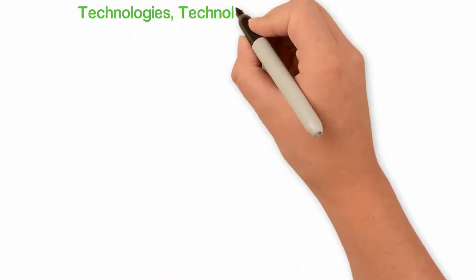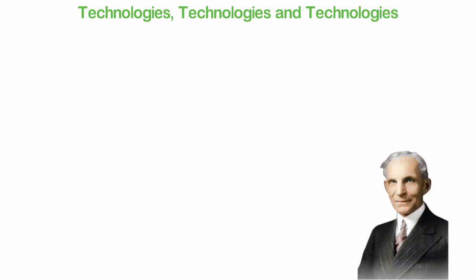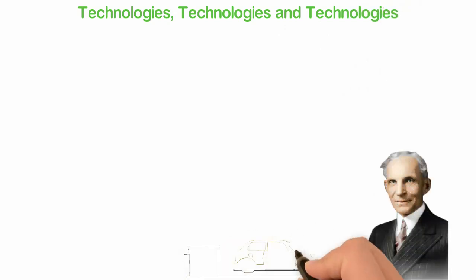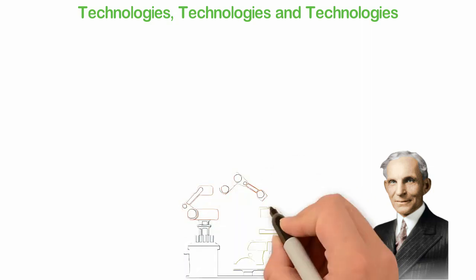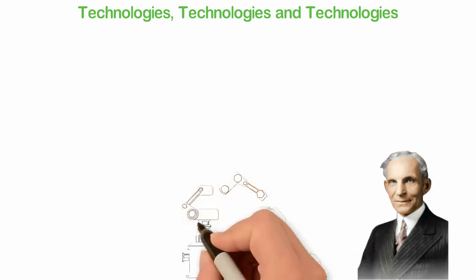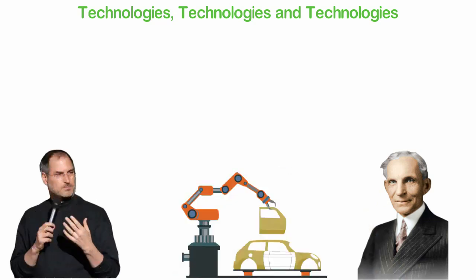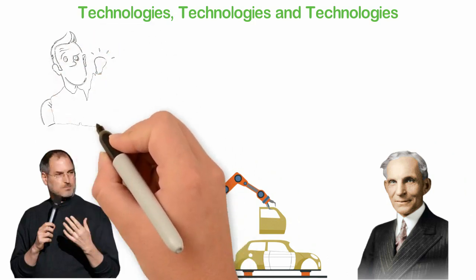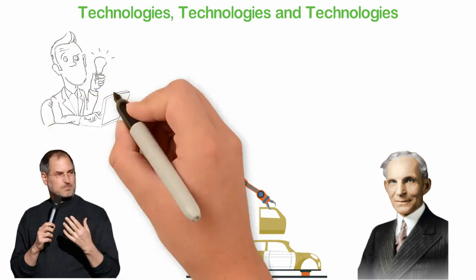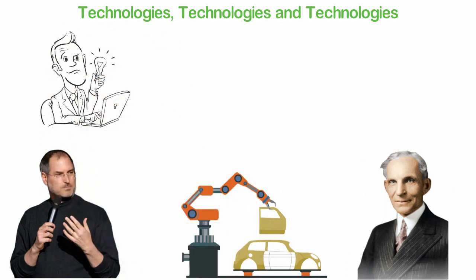Technologies, technologies, and technologies. Henry Ford was one of the richest men in his generation. How did he make his billions? Well, Ford looked for ways to invent and use new technologies to make automobiles that could be affordable to average Americans. Steve Jobs is considered one of the most successful entrepreneurs in the history of the human race. What did he do? Steve looked for technologies to make computers available and usable by an average human.